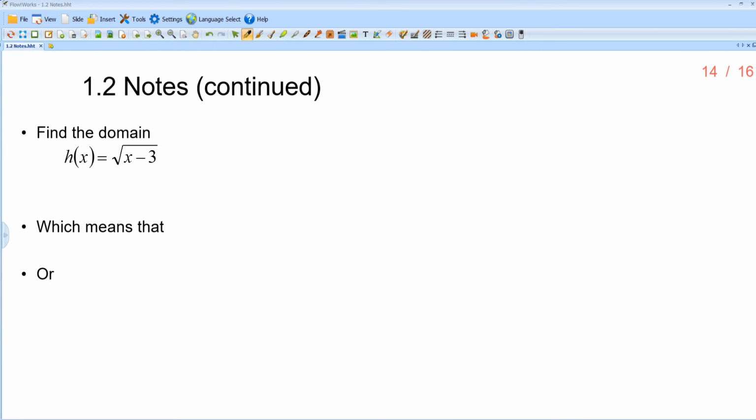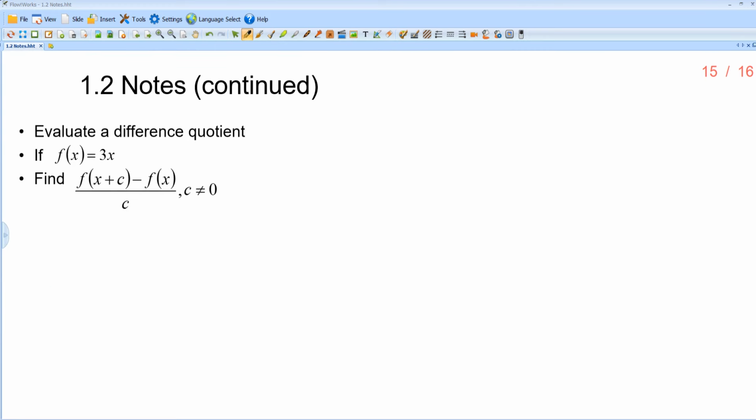All right, we'll skip those next 2 slides. We'll do those in the examples. And then this is the last one that we're going to do here in the notes, evaluating a difference quotient. Now, there's no notes that go alongside a difference quotient. It's just going to be examples of it. And we're going to do it now.